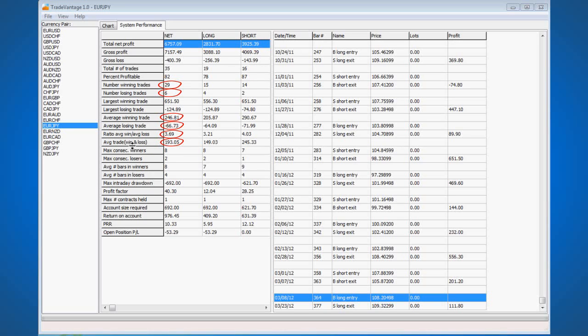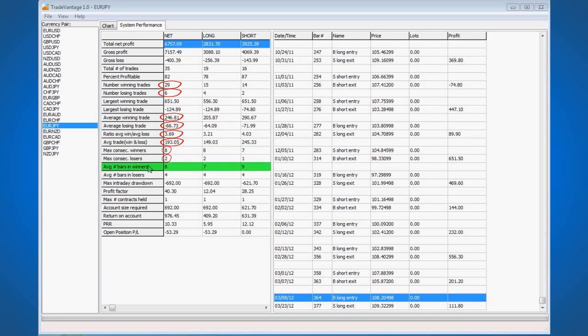There's a few more things that I want to point out. Down here, maximum consecutive winners, 8. That's a pretty strong number. And you follow that up by maximum consecutive losers, 2. Again, that means we don't have to go very long to start seeing profitable trades. And when we do see profitable trades, we tend to see strings of profitable trades. So another really good indication.